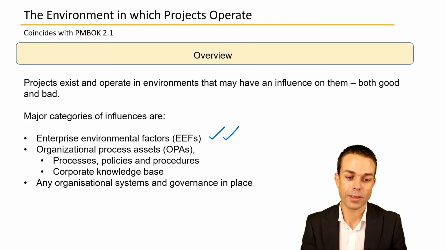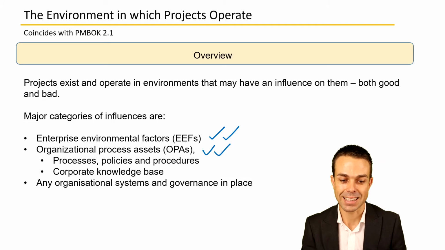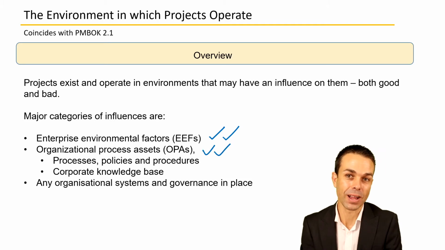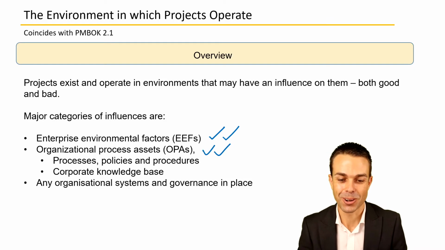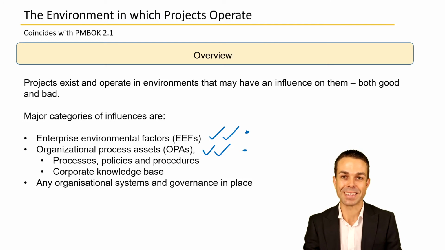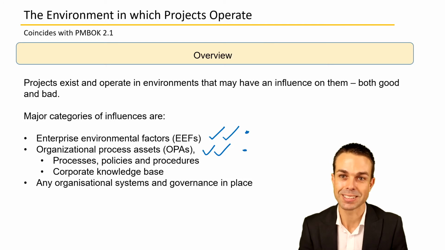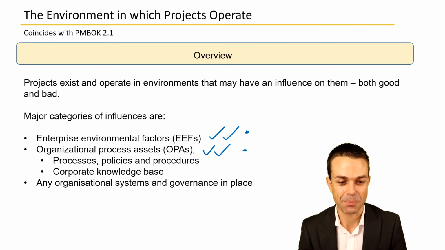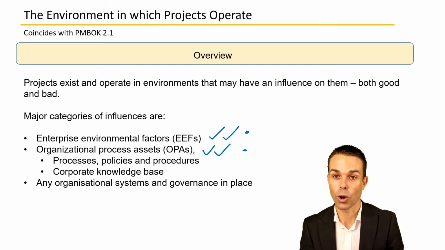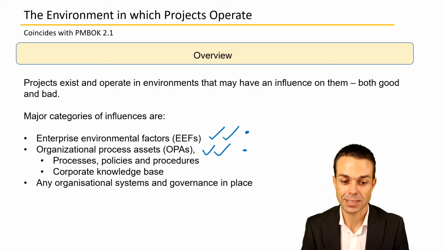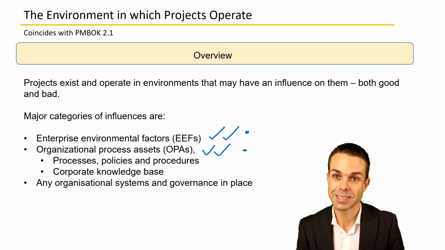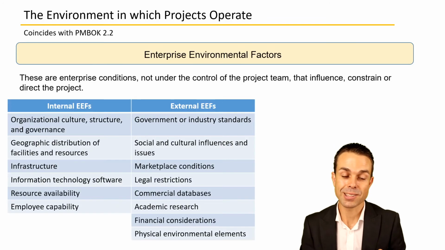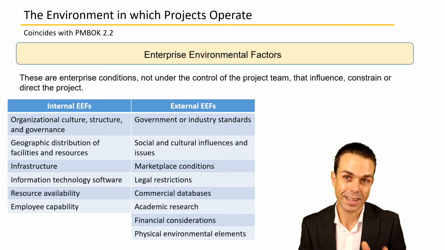But also, what are the organizational process assets that we currently have that will help us within the project environment that we're delivering into? So these are the two main things, and you'll see these come up time and time again in each of the processes as we go through the PMBOK guide. Organizational process assets, or OPAs, could be processes, procedures, policies, or a corporate knowledge base, all of those sorts of things. Let's look at enterprise environmental factors, or EEFs.